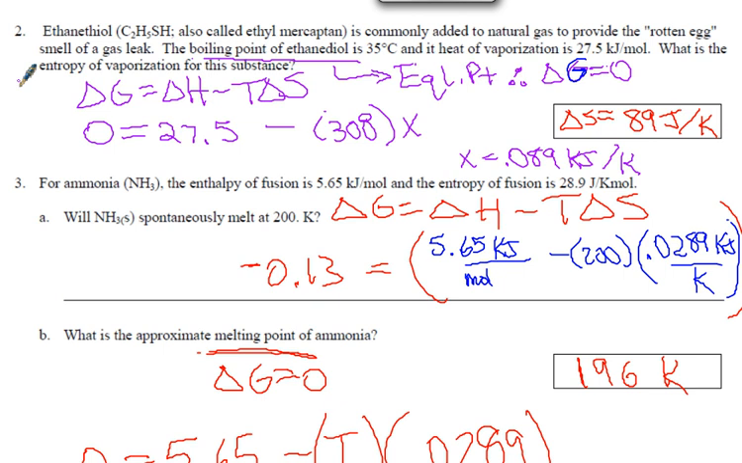Number three, we have the temperature, enthalpy, entropy, and I calculated delta G. Will that be spontaneous if that's delta G? Yes. Should be spontaneous. It's barely negative. Now that was at 200.